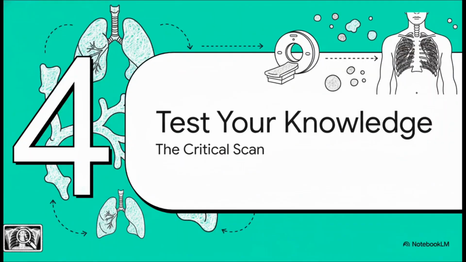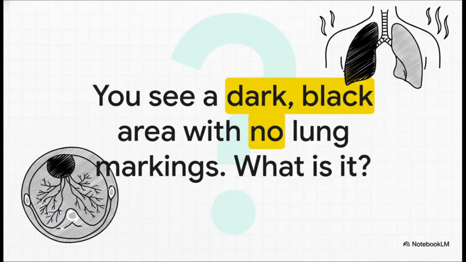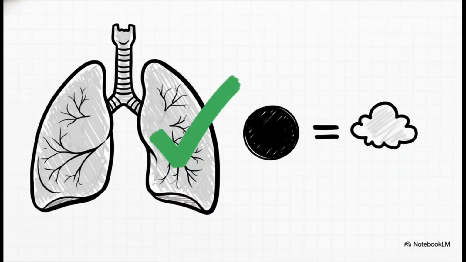All right, you've got the theory, you've got the mnemonic. Let's put it to the test. We're going to look at two classic clinical scans. Ready? Okay, case number 1 is up. You're looking at the scan, and you see this dark black patch at the top of the lung. There are no lung markings inside it. What's your call? That's a pneumothorax, 100%. It fits the pattern perfectly. And what's our rule? Black equals air.